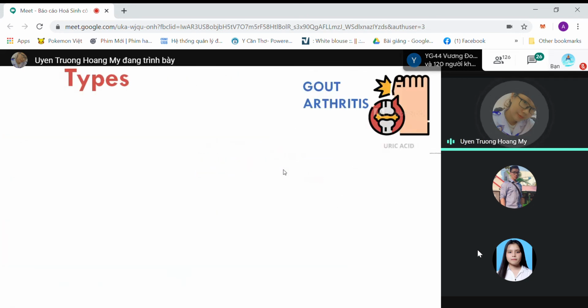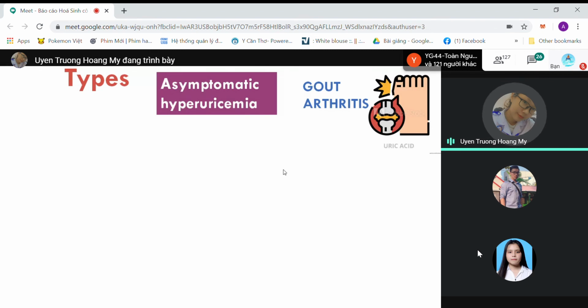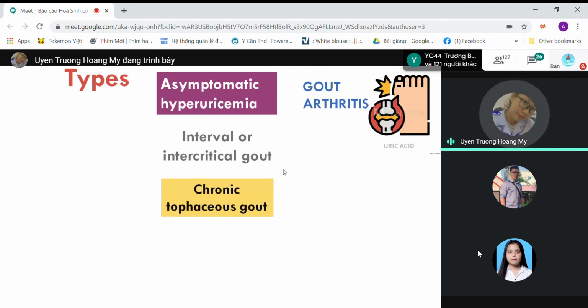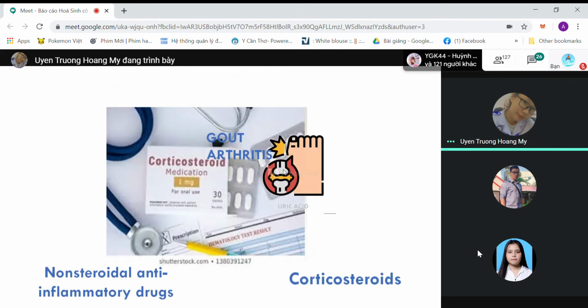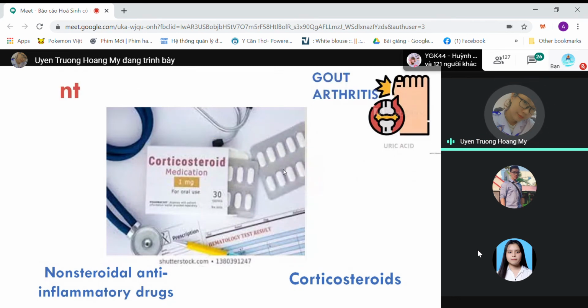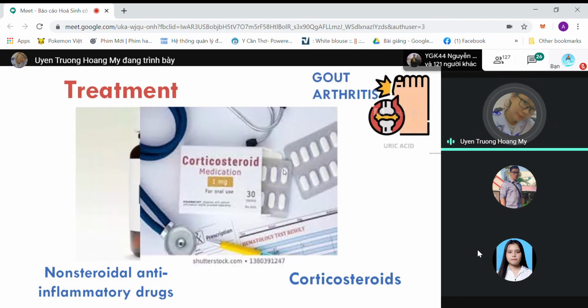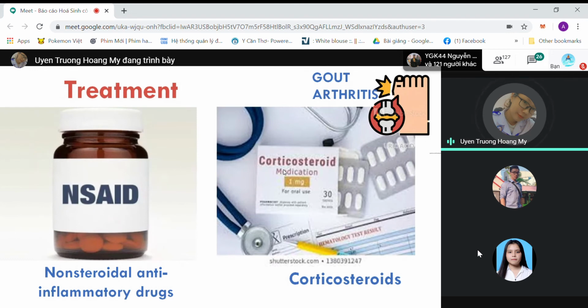So, how many types of gout arthritis are there? There are 5 types: asymptomatic hyperuricemia, interval or intercritical gout, chronic tophaceous gout, septic gout, and the last one, acute gout. And we have some treatment. We can use non-steroidal anti-inflammatory drugs or corticosteroids.